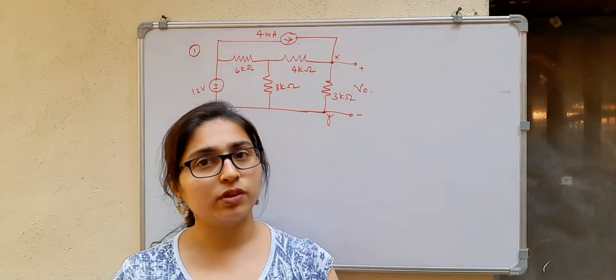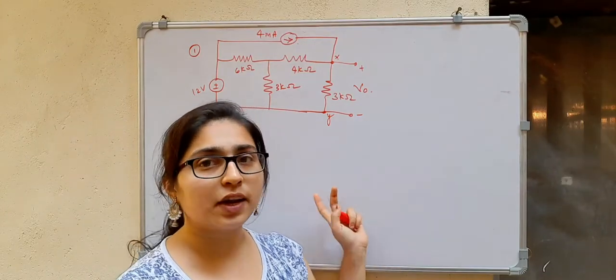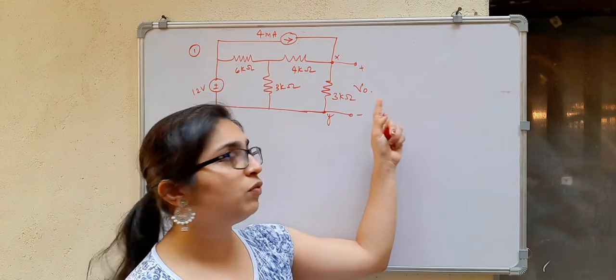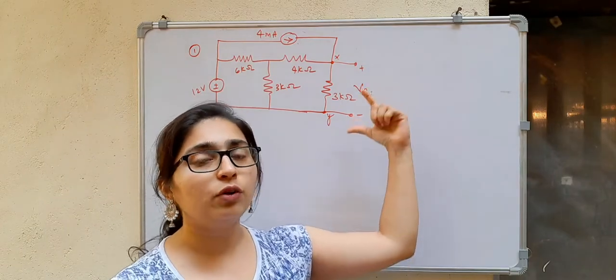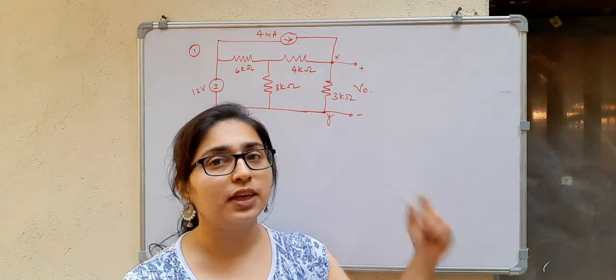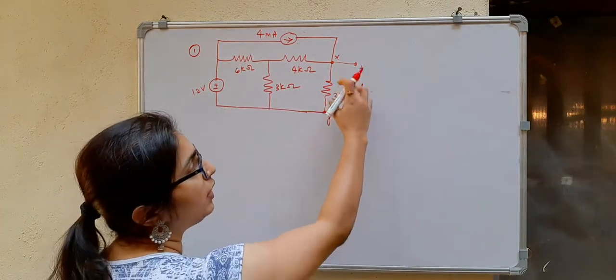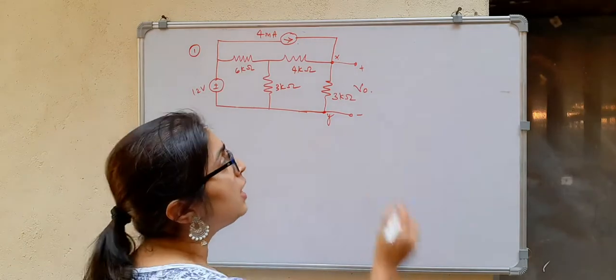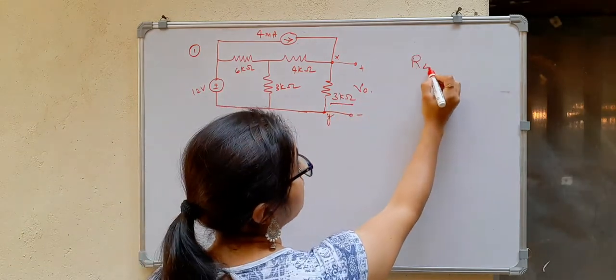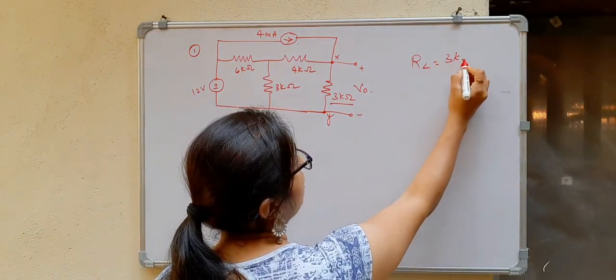Solve problems on Thevenin's theorem. So this is the first network that I have taken, where I have to find the voltage across this 3 kilo ohm and how to find the Thevenin's equivalent network, that is between the terminals X and Y. Since we have to find the Thevenin's equivalent network between X and Y terminals, that means this is our load resistor, that is RL is equal to 3 kilo ohm.